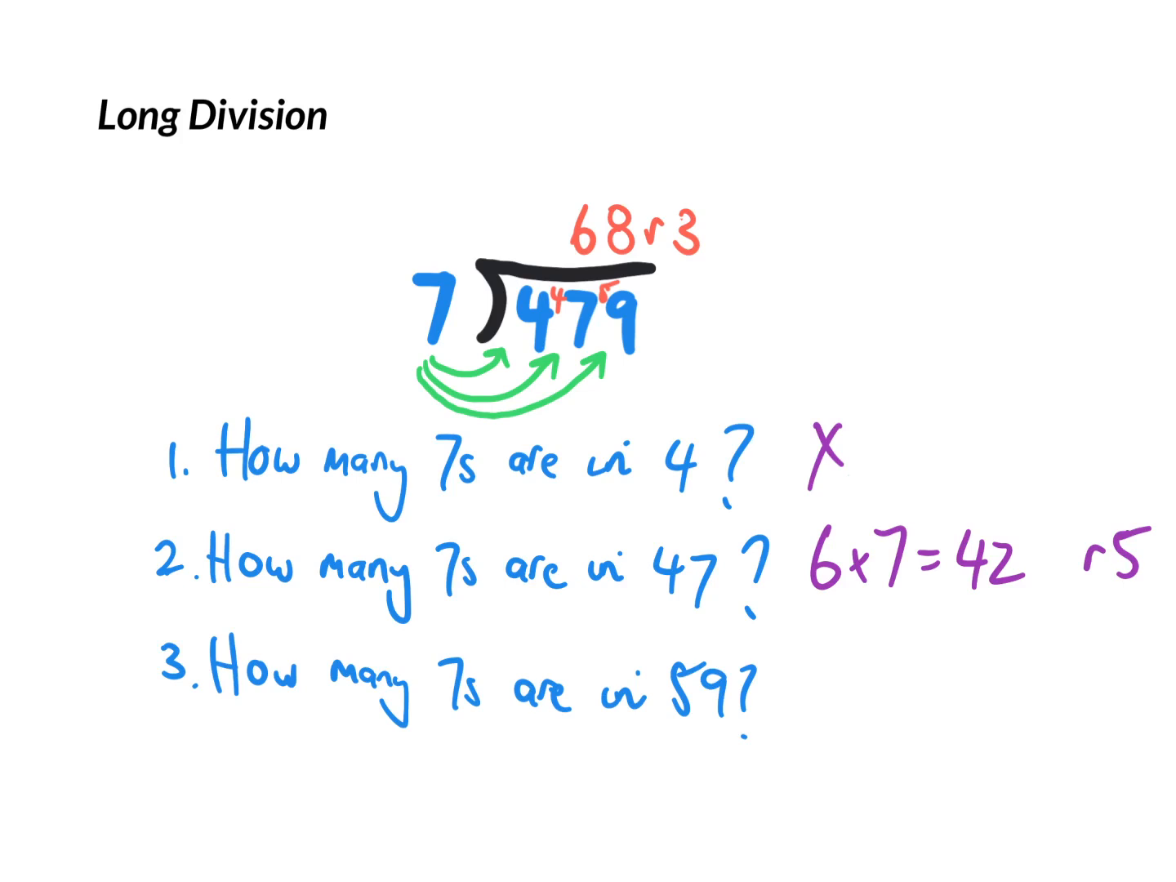And I say to myself, how many 7s are in 59? Well, I know that there are 8 7s. 8 times 7 is 56. And there are 3 left over. So what I do is I place my 8 up and I have my remaining 3 left over. So we know that 479 divided by 7 is 68, remainder 3.